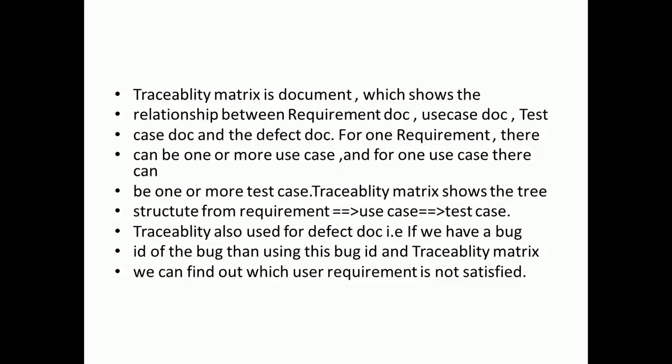And what is the traceability matrix? It is a document which shows the relationship between the requirement document and the user document, test case document, and the defect document. For one requirement there can be one or more use cases, and for one use case there can be one or more test cases. The traceability matrix shows the tree structure from requirement, use case, to test case. Traceability allows us to use the defect document. If we have the bug ID of a bug, then using the bug ID and the traceability matrix we can find out which user requirement is not satisfied.